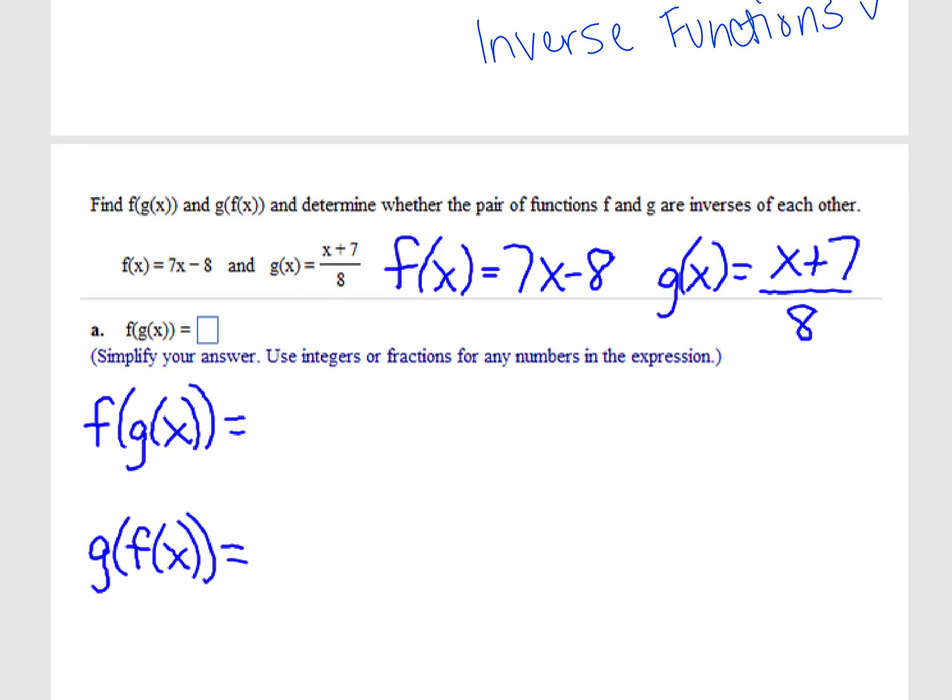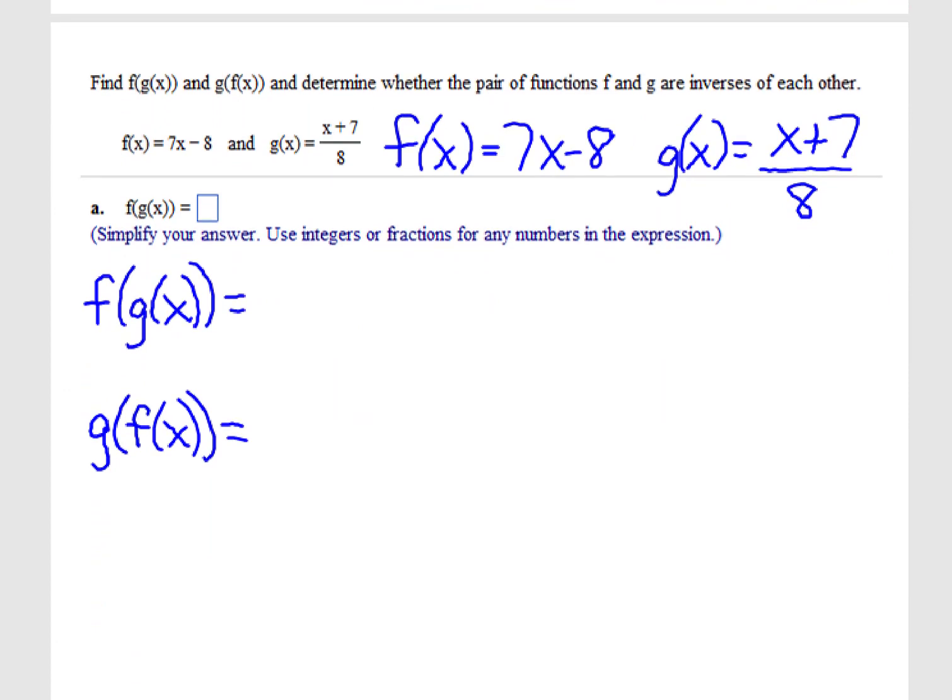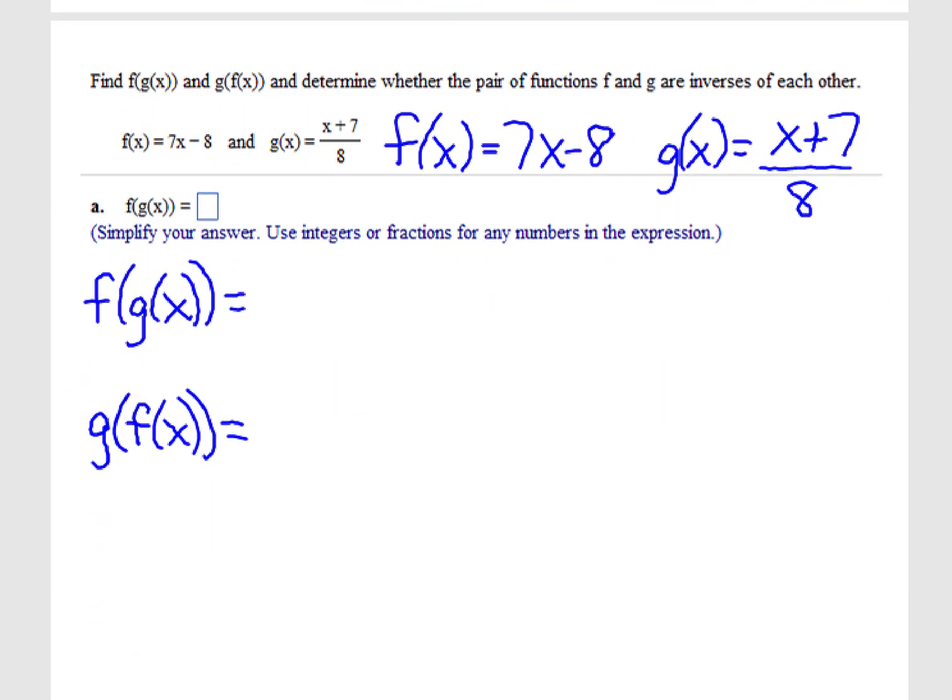Be careful, because sometimes that is not the case, because look, I have a 7 and an 8 involved, right? I see a 7 and an 8, I see multiplication and subtraction, I see a 7 and an 8 over here, and I see the opposite operations, addition and division. A student can be misled and say, yep, those are inverse functions automatically. So let's actually do the work and see.